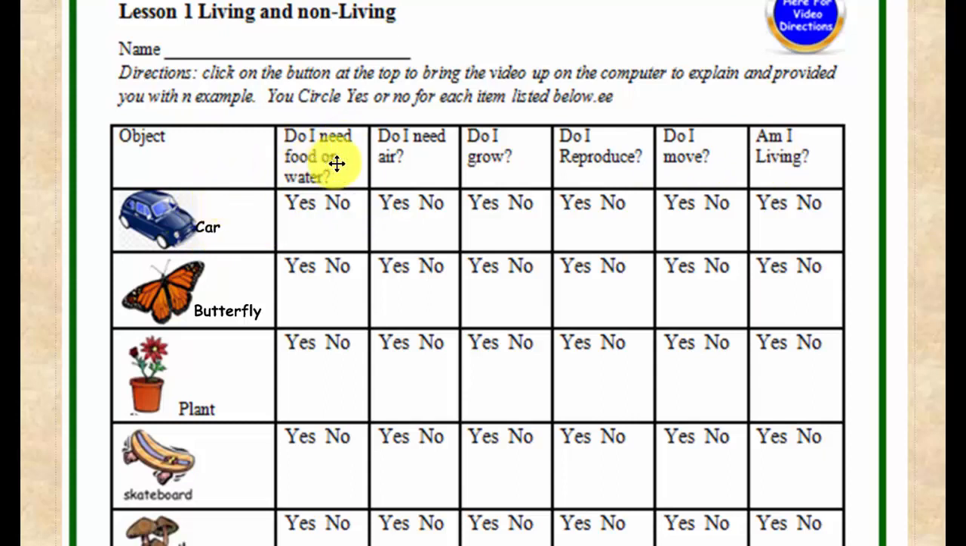Do I need food or water? And the answer for that one is simply no. Do I need air? Well, they need air for the tires, but really, no. Do they grow? No. Do they reproduce? No. And do they move? Well, cars move, yes, but are they living? Now, you'll notice that we have one yes, and all the rest are no's. So obviously, if you don't have 5 yeses, then it is no.